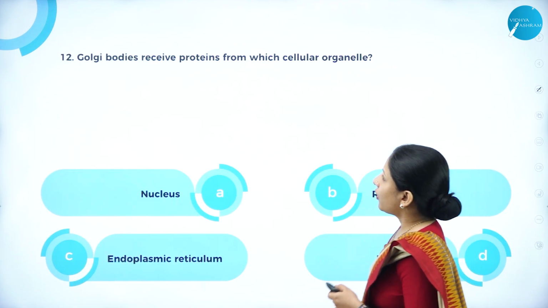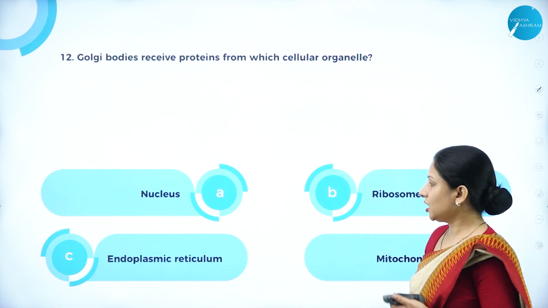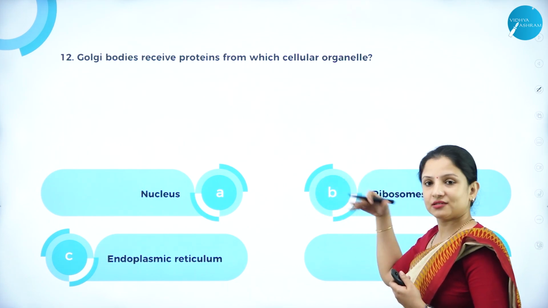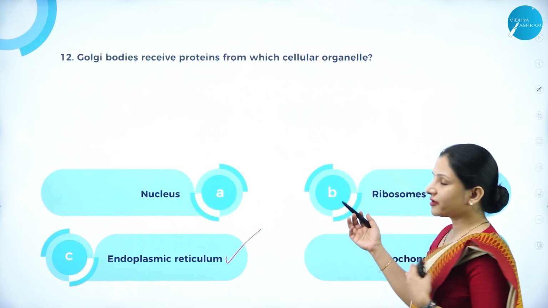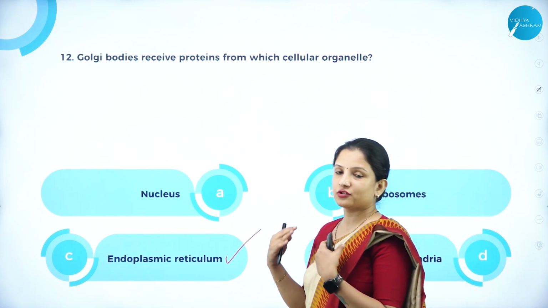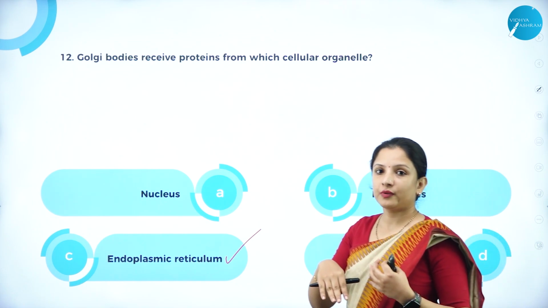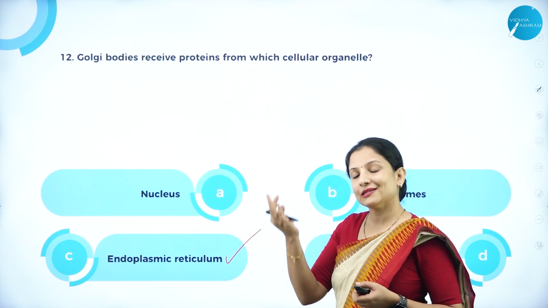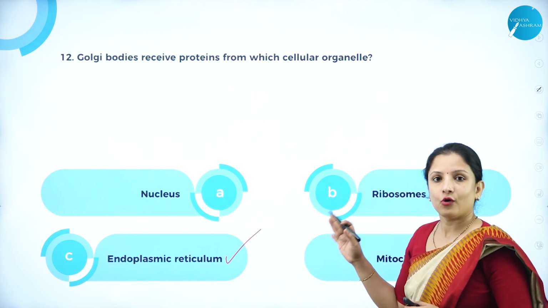Next question. Golgi bodies receive proteins from which cellular organelles? Again here, the same question, which I've already asked before, but this is in a different form. It is endoplasmic reticulum, because whatever proteins ribosomes synthesize on the rough endoplasmic reticulum move from there to the Golgi body. So Golgi body is the receiver of proteins from the endoplasmic reticulum. So that is option C.